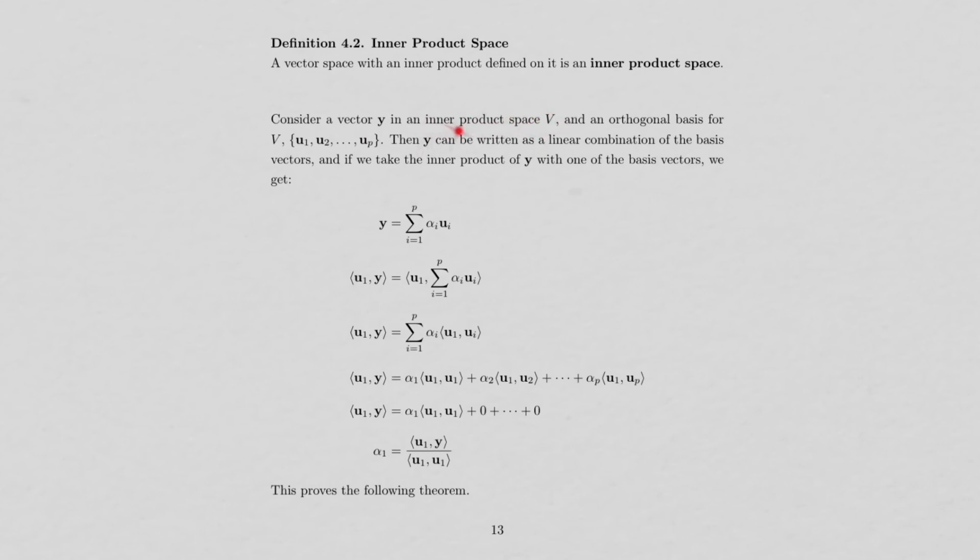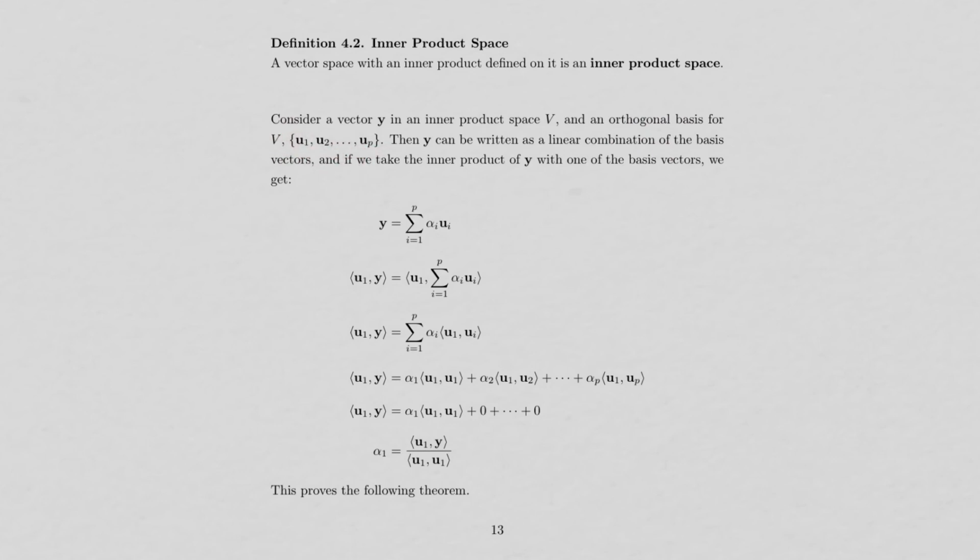So remember, we studied inner products in the column vectors chapter, and we saw the inner product that was defined on column vectors. Well, you can define inner products on lots of different vector spaces. So we may see some of those later in the course. So let's say that y is a vector in an inner product space V, so there's some inner product defined on it, and we have an orthogonal basis for the vector space consisting of the vectors u1 up to up.